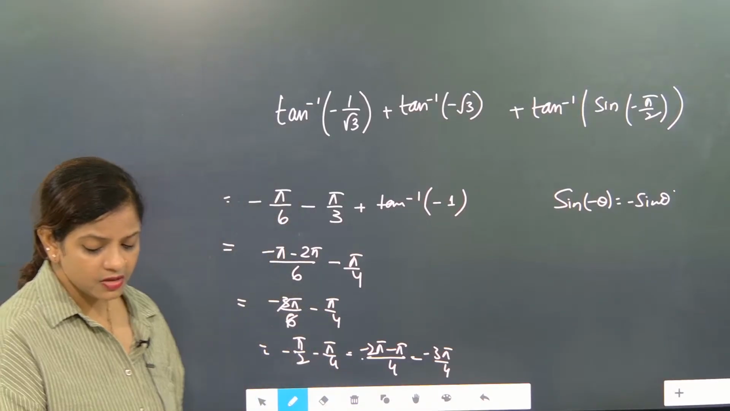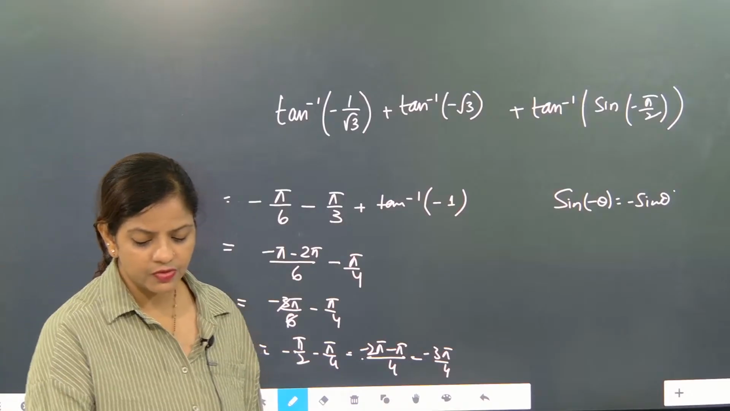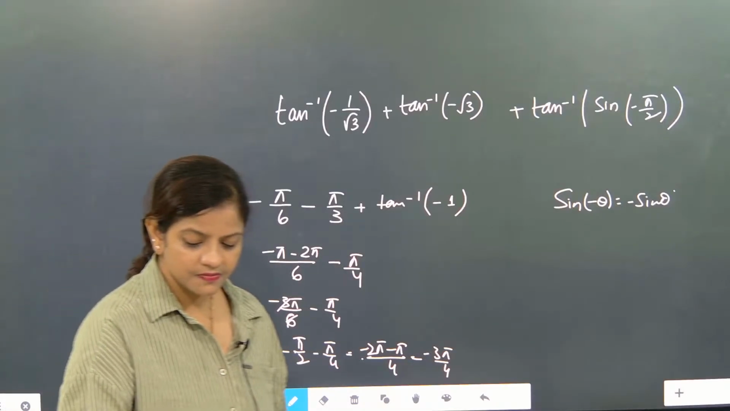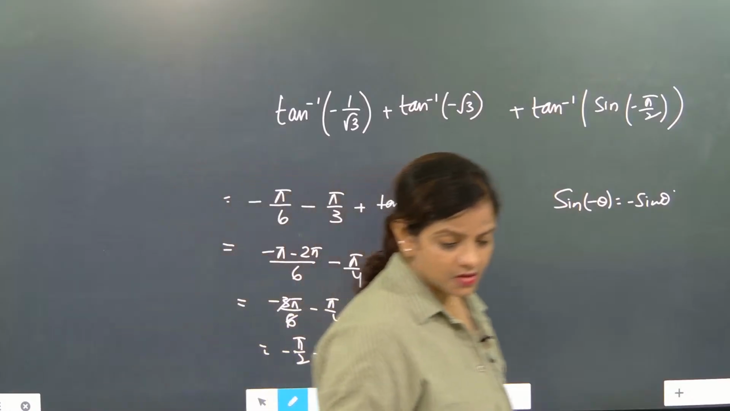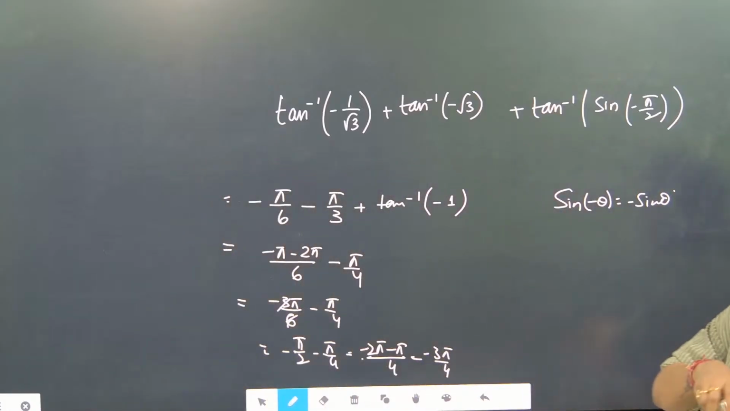Understood. So here, this is exactly the most important part. Minus 3 pi by 4. Yes, absolutely correct.